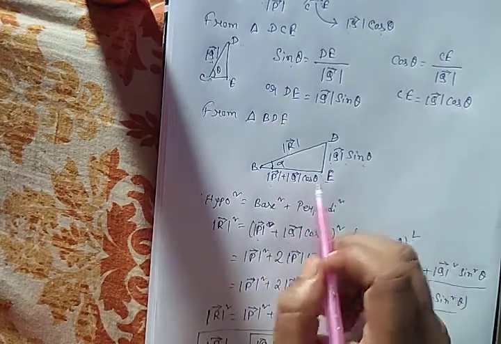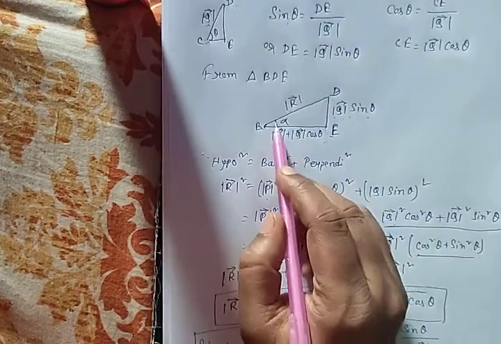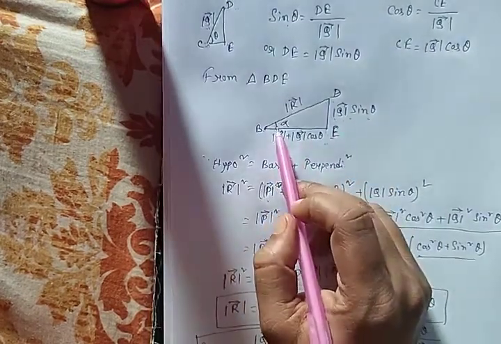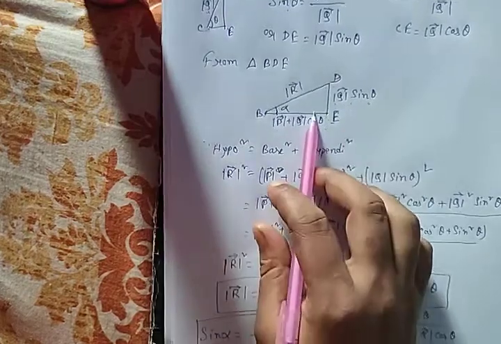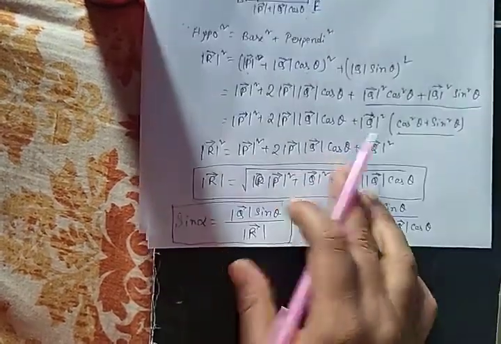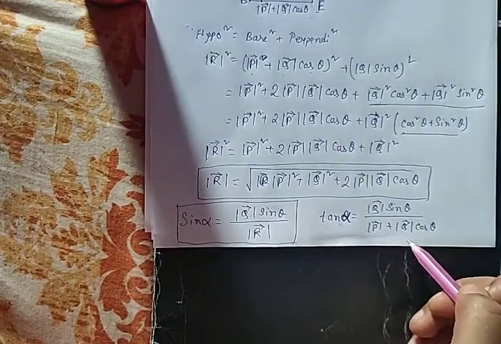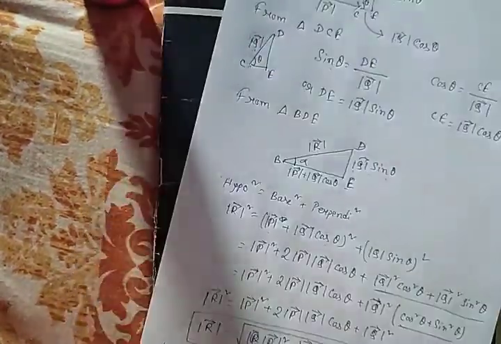Perpendicular is |q| sin theta, and base is |p| plus |q| cos theta. So tan alpha equals perpendicular over base. Tan alpha is equal to |q| sin theta divided by |p| plus |q| cos theta. So let us solve one problem.